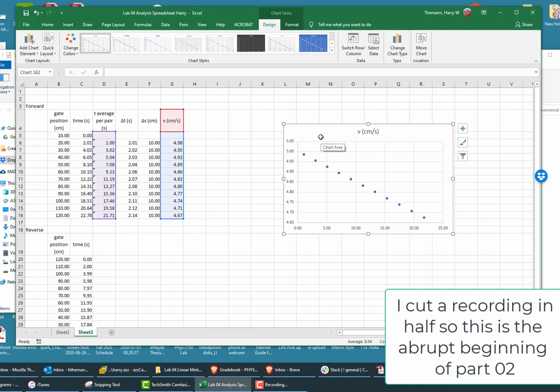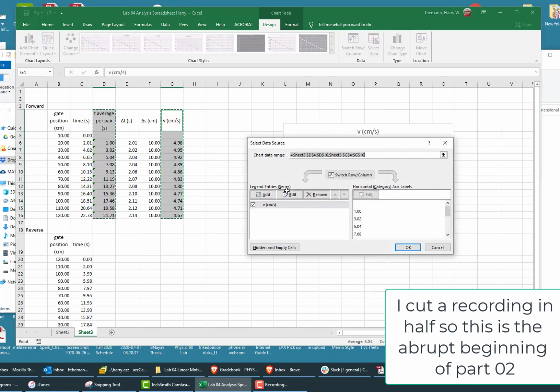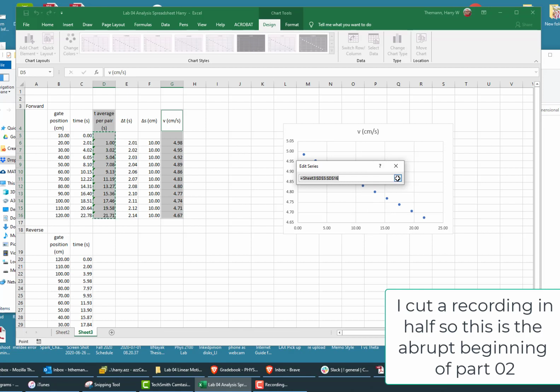This looks okay. But notice, and we should check it. Just select data, and we can see that this is the X, this is the Y. Yep.